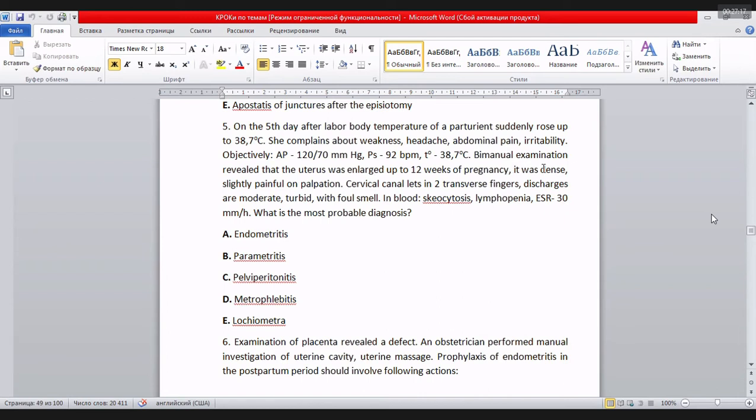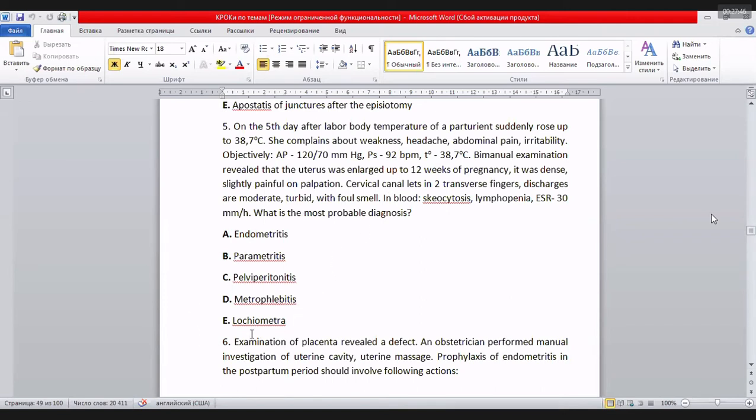No, uterus dense, I am surprised. Usually it is soft consistency of the uterus if we speak about metroendometritis. Painful, yes, moderate foul smelling discharges, and in blood leukocytosis, they mean. Leukocytosis, lymphopenia, erythrocyte sedimentation rate 30. What is the most probable diagnosis? It is also the signs of metroendometritis.